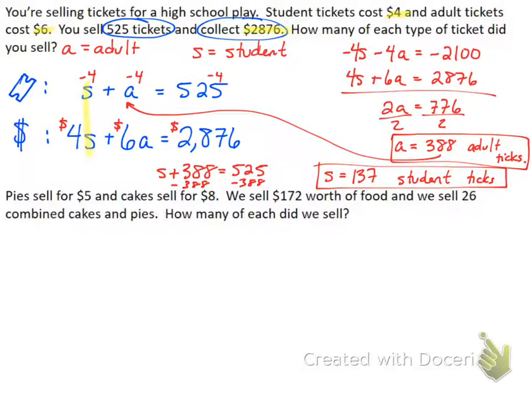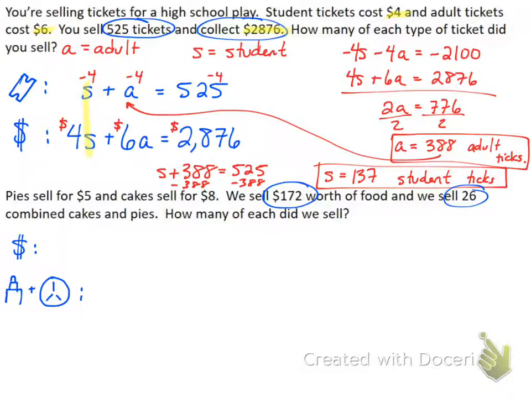Same thing goes with the next problem. Go ahead and circle the totals that we have. So this one is talking about selling pies for $5 and cakes for $8. We sell a total of $172 and 26 combined cakes and pies. So I know I'm going to have a dollar equation, and then the other total that I'm given is cakes and pies. So here's a cake. It's bad, I know. And then here is a pie. Again, I know it's bad.